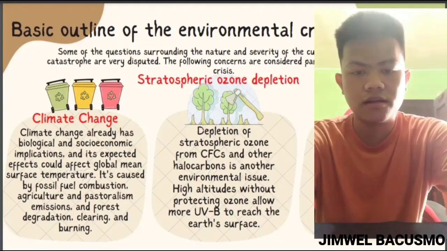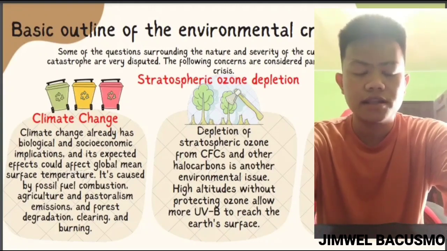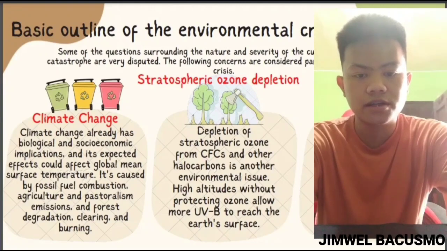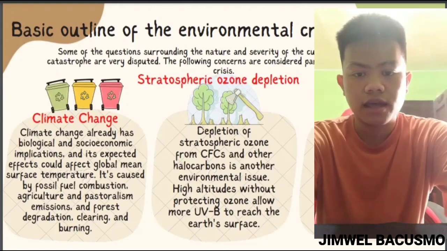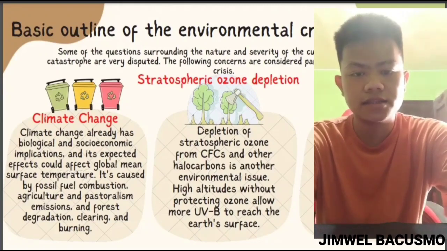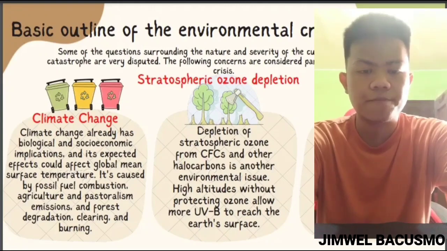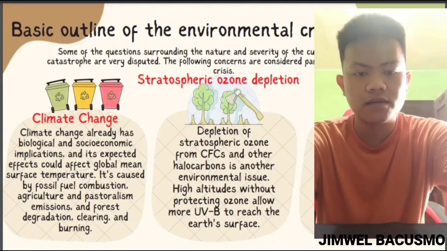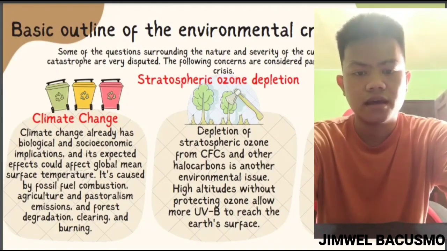Basic outline of the environmental crisis. Some of the questions surrounding the nature and severity of the current environmental catastrophe are very disputed. The following concerns are considered part of the environmental crisis. Climate change already has biological and socio-economic implications, and its expected effects could affect global mean surface temperature. It's caused by fossil fuel combustion, agriculture and pastoralism emissions, and forest degradation, clearing, and burning.